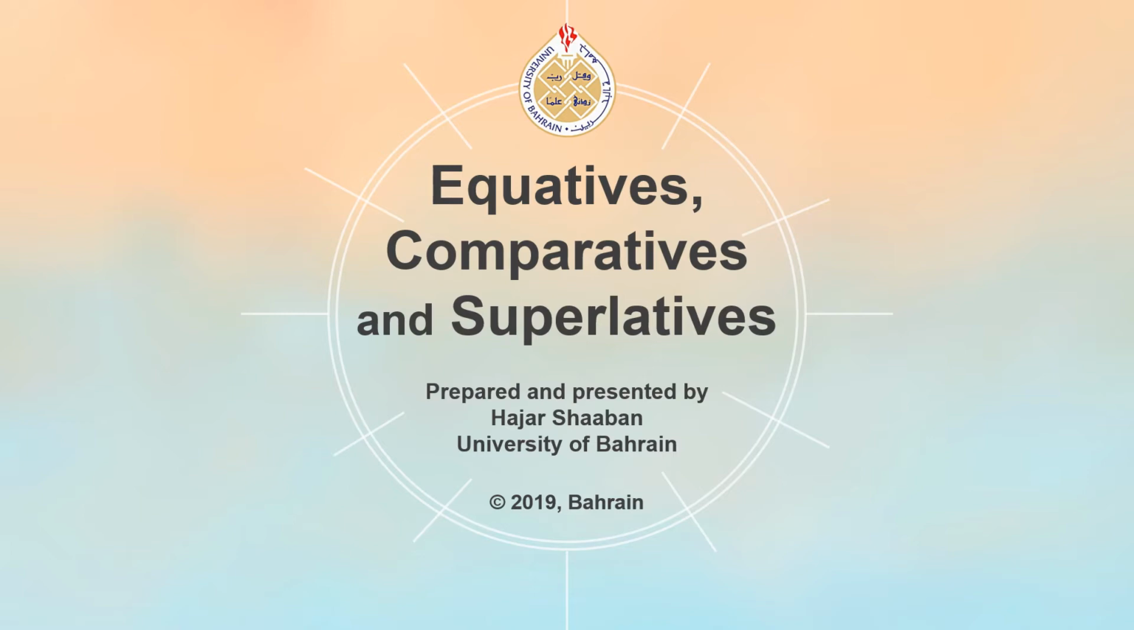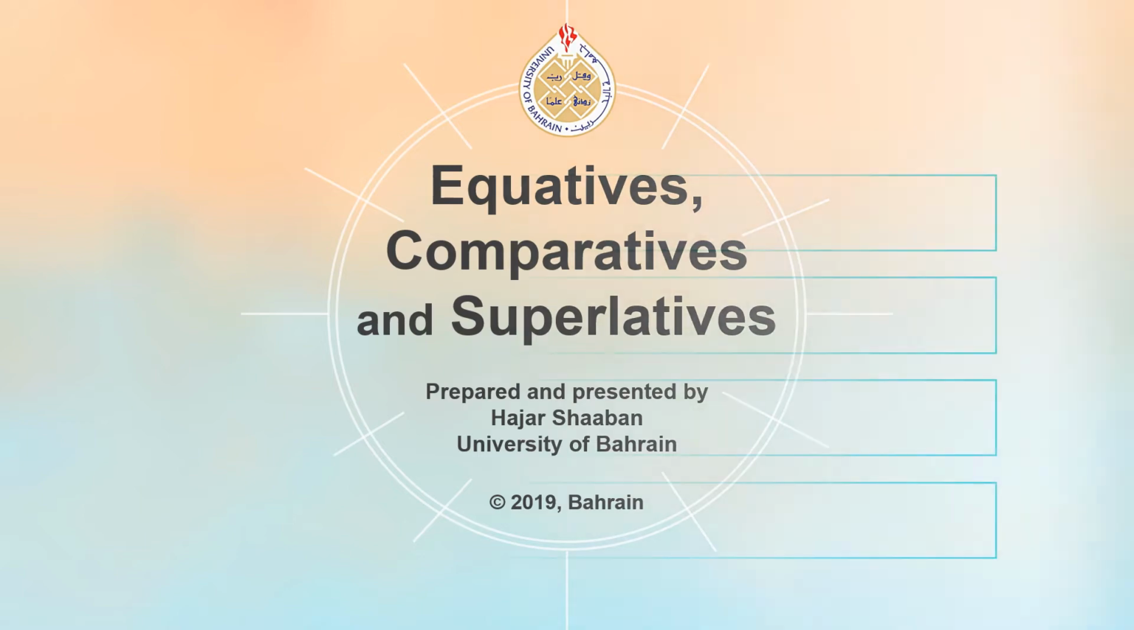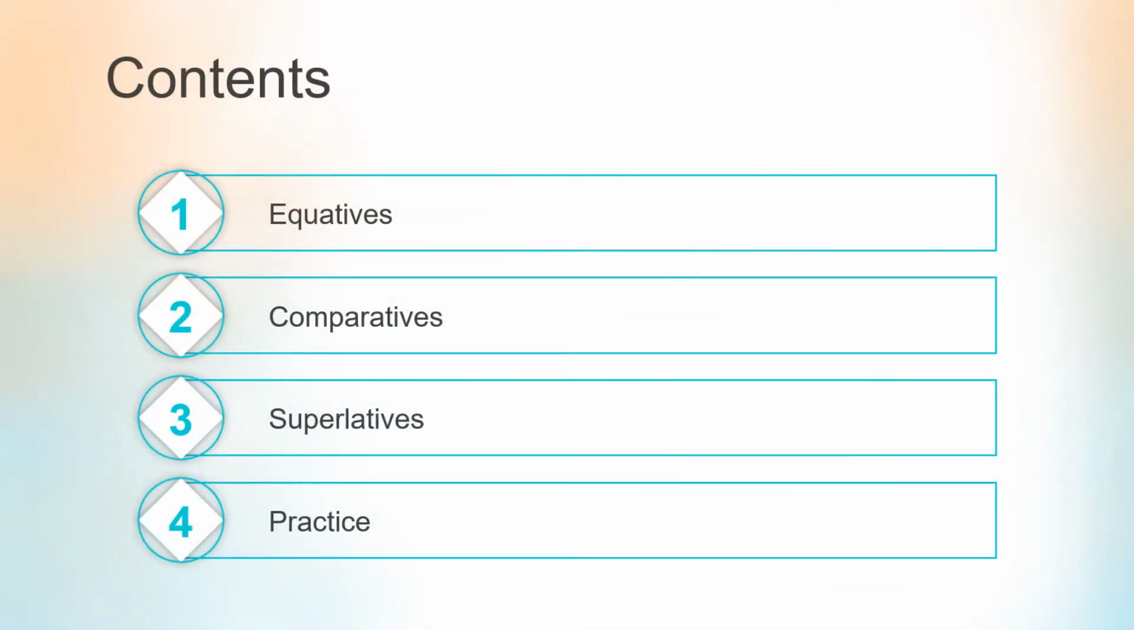In this video, we're going to explain what equatives, comparatives, and superlatives are, and how we can form them in a sentence. By the end of this video, you will have a clear idea about how to use each of them. We will discuss what they are along with some examples. Then, you will have a short quiz to test yourself.